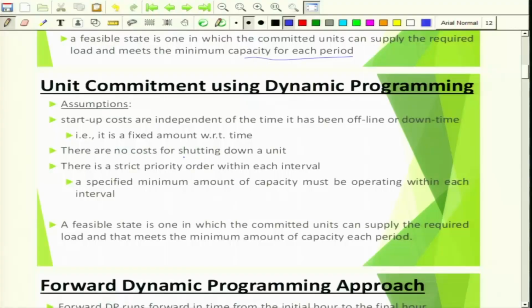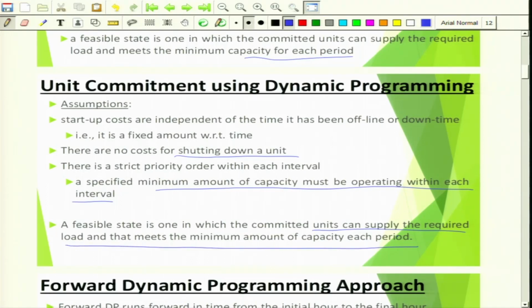And there are no costs for shutting down a unit. To shut down a unit from the on state to the off state, there is no extra cost involved. That is the assumption that has been made. And there is a strict priority order within each interval, right. That means a specified minimum amount of capacity must be operating within each interval. So a feasible state is one, as I already told, in which the committed units can supply the required load and that meets the minimum amount of capacity at each period.